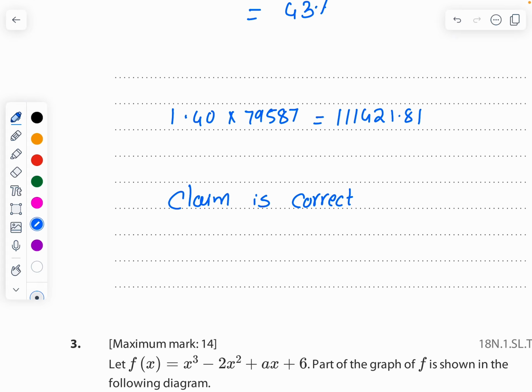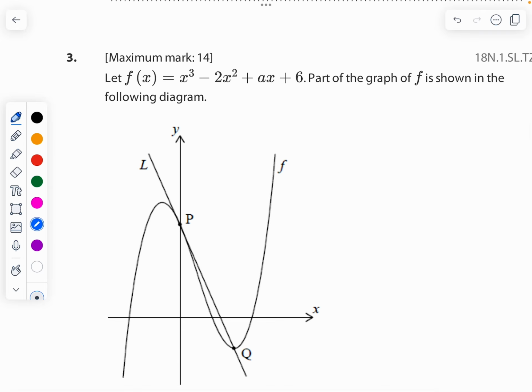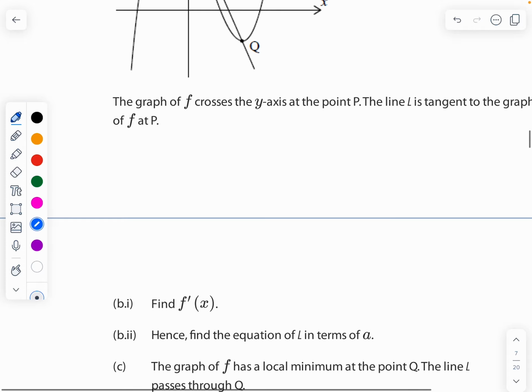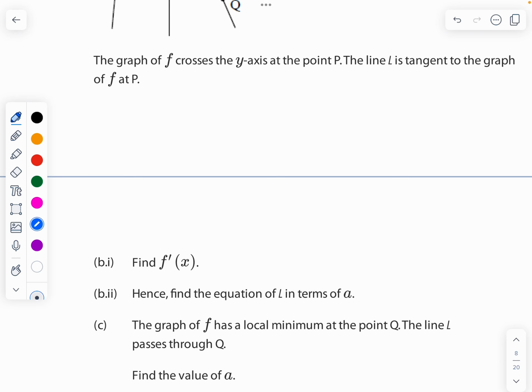Question number 3. Let f of x equal x cubed minus 2x squared plus ax plus 6. Part of the graph of f is shown in the following diagram. Find f prime of x. F prime of x is going to be very simple, which is 3x squared minus 4x plus a. Hence find the equation of L in terms of a. What is L? L is the tangent to the graph at P.